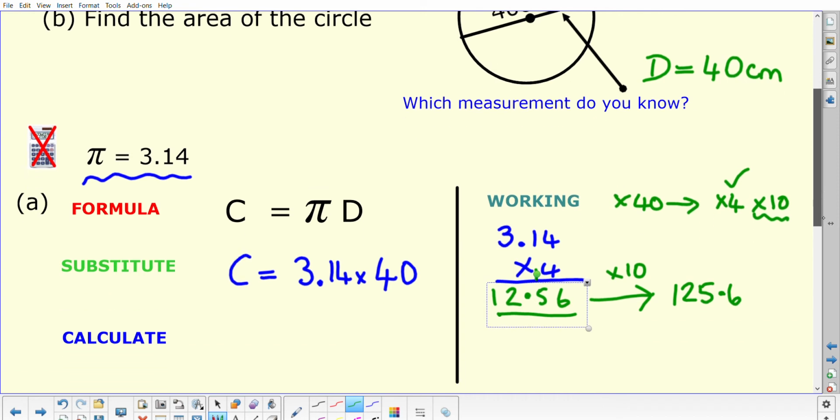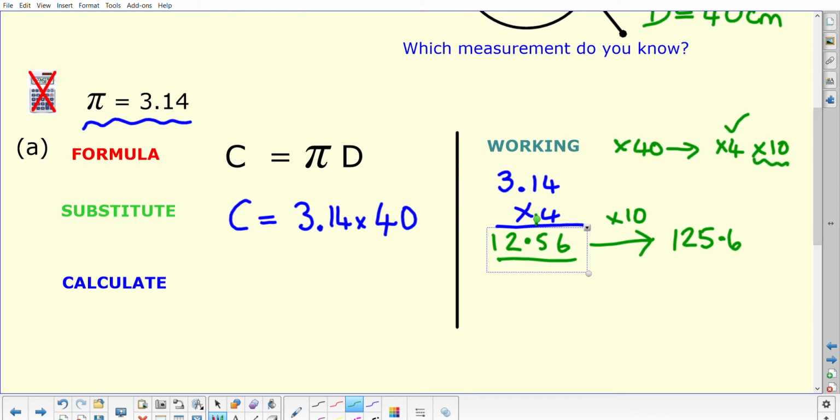So you'd get your answer 125.6. Notice that I've done that kind of work to the side. I'm now going to come back to where my formula is laid out and put my answer in. Of course this was in centimetres, so my answer should still be in centimetres because it's a distance around the edge of the circle. So your answer would be 125.6 centimetres. You don't have loads of decimals and you're not trying to do any rounding. That would be it.